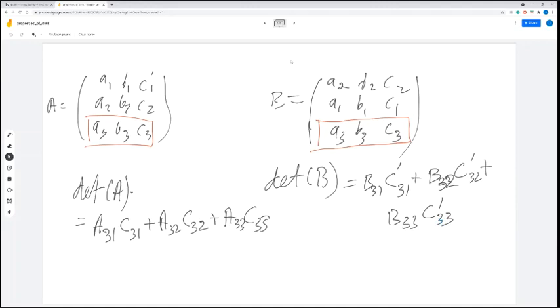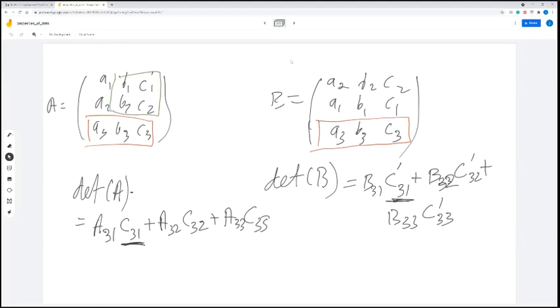What I'm trying to tell you is, if you compare these cofactors, for example C31 and C31 prime, these are opposite in sign. Why? Let me show it concretely here. So how do I get C31? C31 is the minor that you get from here. Let me do it in green. It's this minor here.